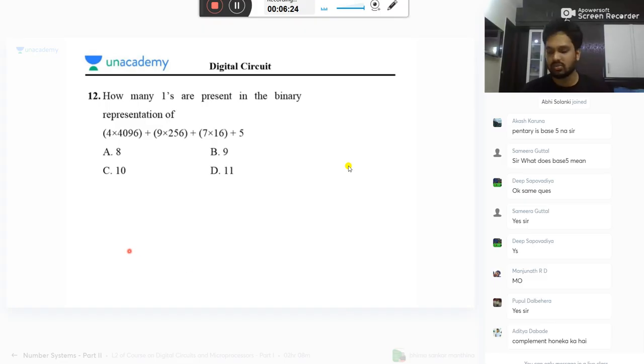Okay. So how to do this question? No one will suggest you to calculate this total value and convert by dividing with 2. That will end your exam time totally. So how to do this question? I will show you two different ways to solve the question. First one is, you can write this number as 4 into 16 power 3, 9 into 16 square, 7 into 16 power 1, and 5 into 16 power 0.